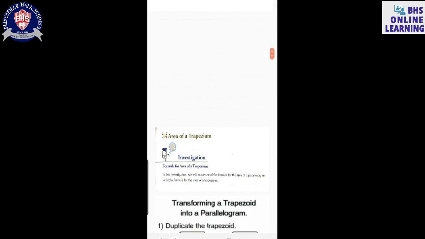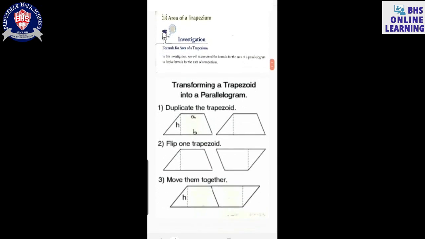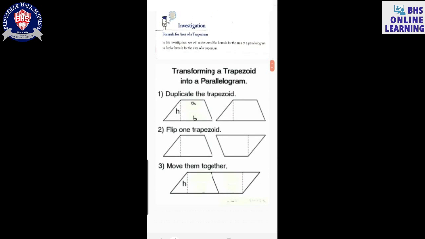Now we will investigate where the formula for the area of a trapezium came from with the help of the given diagram. I'm taking a trapezium here, transforming a trapezoid into a parallelogram. Trapezoid is a trapezium. First I take a trapezium. It has one pair of parallel sides. A is the first parallel side, B is the second parallel side, and H is the height. Now duplicate the trapezoid. It means take two identical trapeziums.